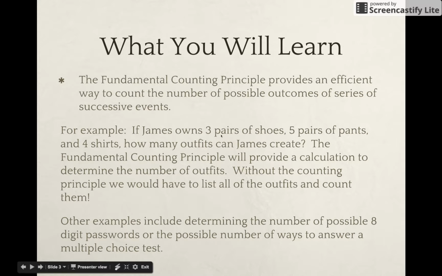So James has 3 pairs of shoes, 5 pairs of pants, and 4 shirts. So when he wants to choose one of each of those, then the counting principle says that we'll multiply the number of shoes he has by the number of pants he has by the number of shirts, and that's all the ways you could pair those 3 events together.